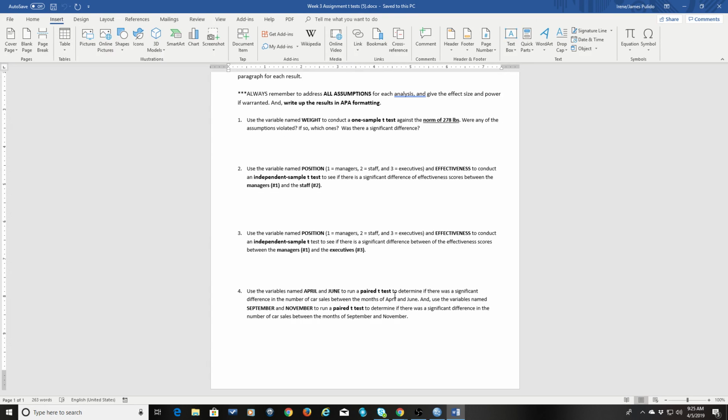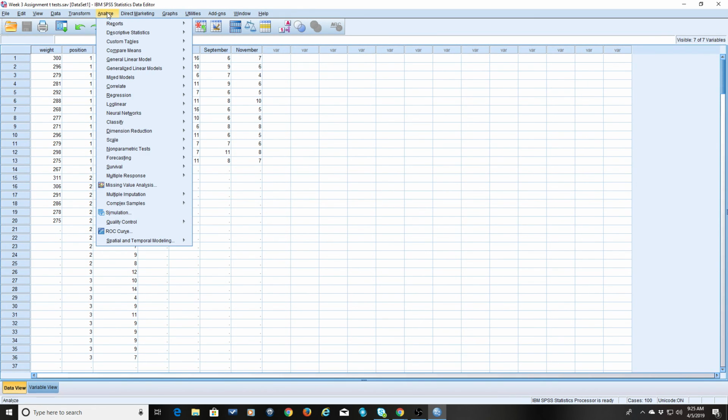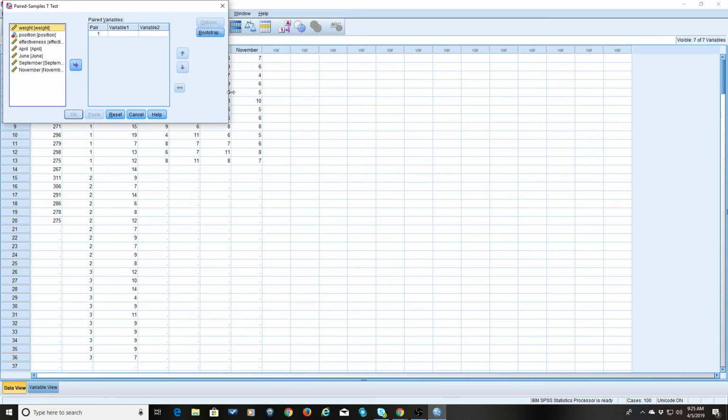So you're going to go to the same place that we went to pull down the independent t-test, only now you're going to go for where it says paired t-test. And you're going to do two comparisons. You're going to compare April and June, and then you're going to compare September and November. Okay, so I won't run the test, but I'll just start it. So the rest of it you can do independently. Okay, so here's April, June, and so on. So you're going to analyze. You go to compare means, and here's paired sample. And there you go.